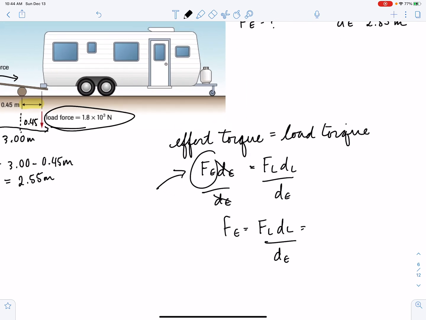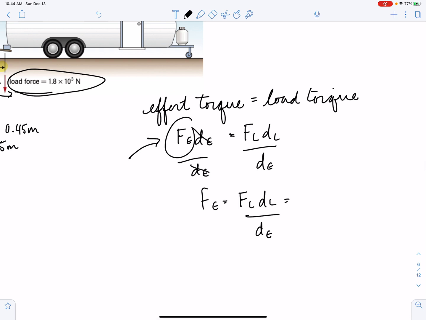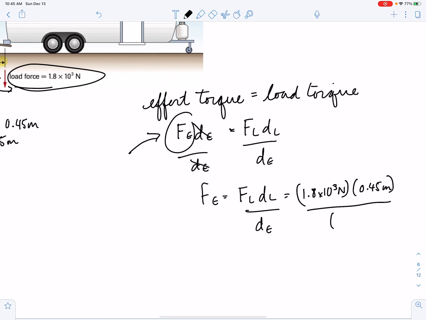We can put in our values here. So we have 1.8 times 10 to the power of 3 newtons. That is our load force times 0.45 meters. That is our load arm divided by our effort arm, which we said has a magnitude of 2.55 meters. So the effort force required to lift this trailer onto the hoist is 3.2 times 10 to the power of 2 newtons. And I want you to keep this in mind.